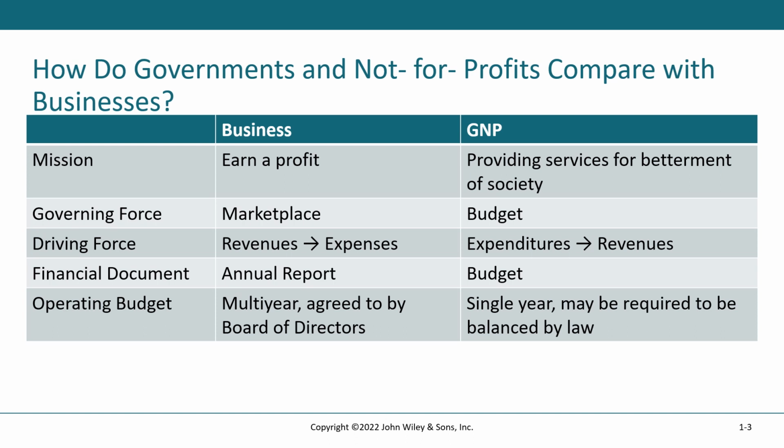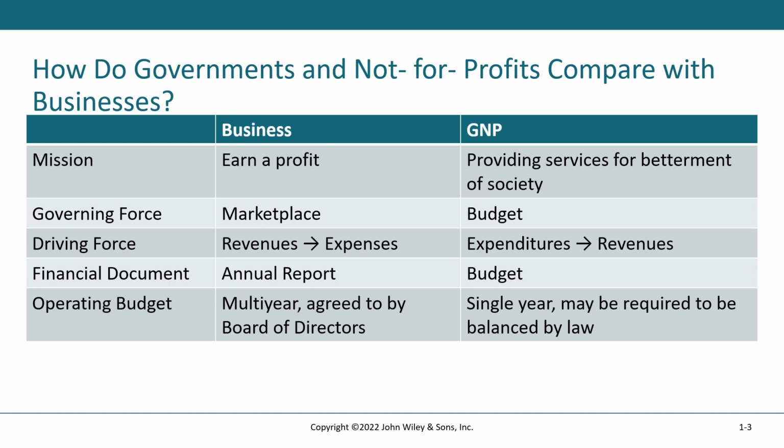Let's take a moment to understand some of the high-level differences between a for-profit business compared to a nonprofit organization. The first has to do with mission. In a for-profit business, the ultimate aim of that business is to earn a profit and maximize shareholder value. In a nonprofit, the mission is to provide some sort of service to improve the society in which it operates. So there's more of an altruistic aim here in a nonprofit setting.